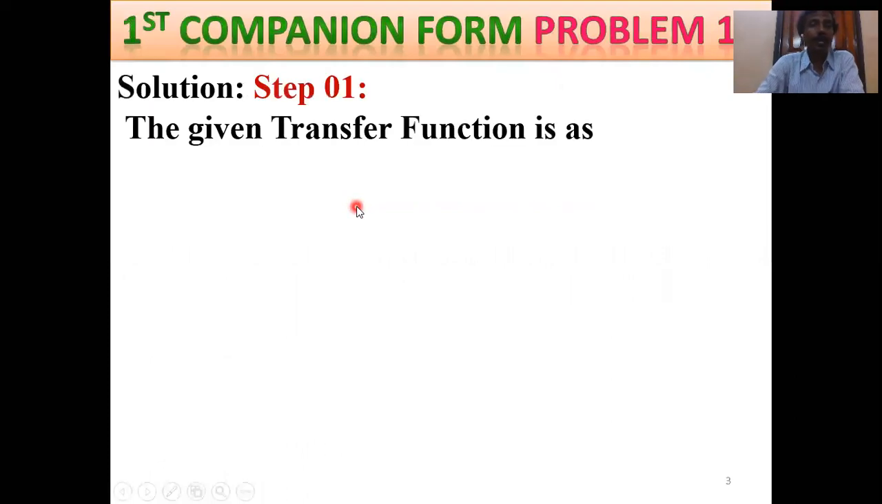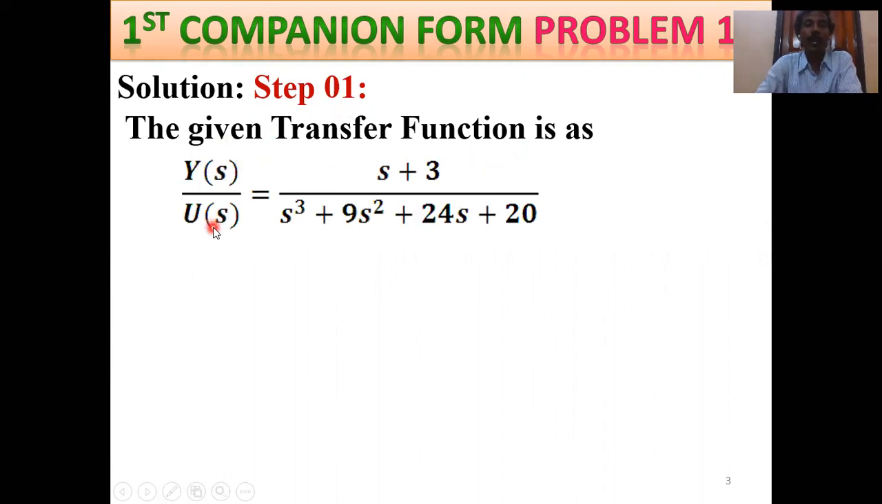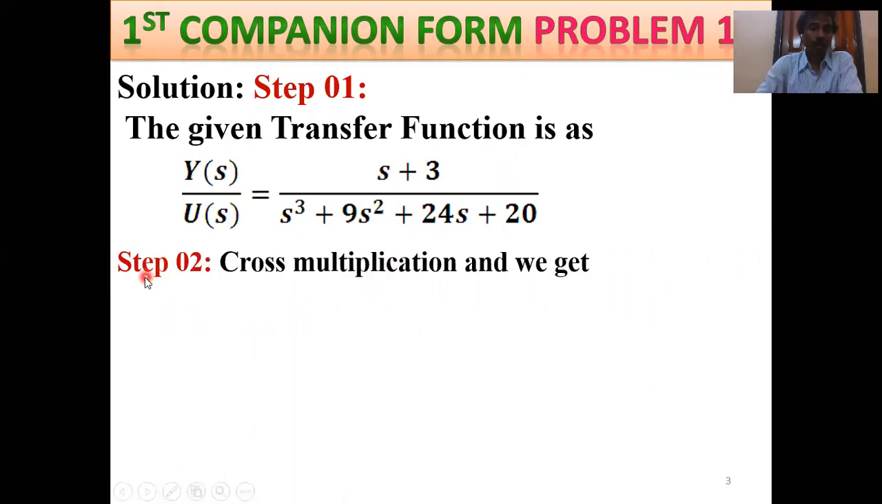So we start the solution. Step number 1, the given transfer function is Y(s)/U(s) equals (s + 3) by (s cube + 9s square + 24s + 20), where the numerator terms are called zeros and the denominator terms are called poles. Step number 2, cross multiplication. That means Y(s) into this term and U(s) into this. So what is the cross multiplication form?